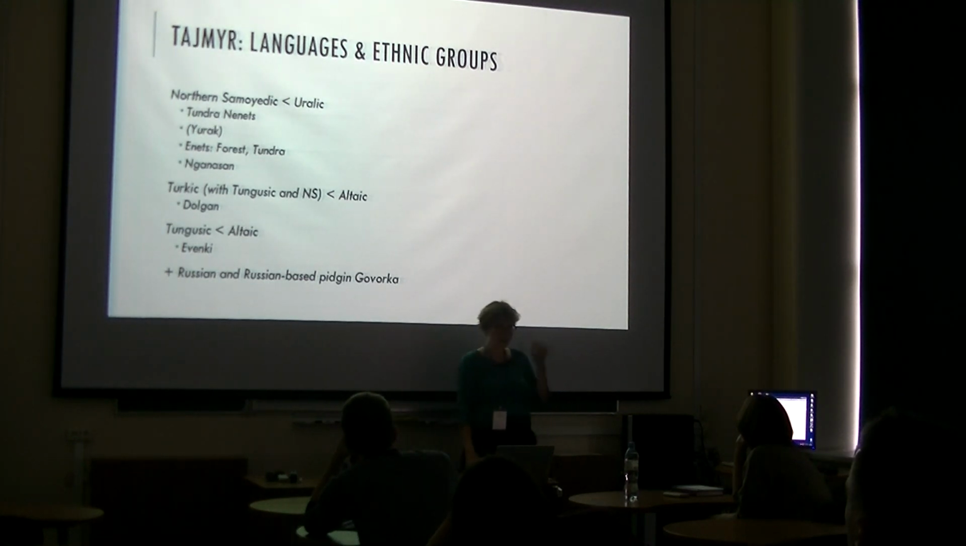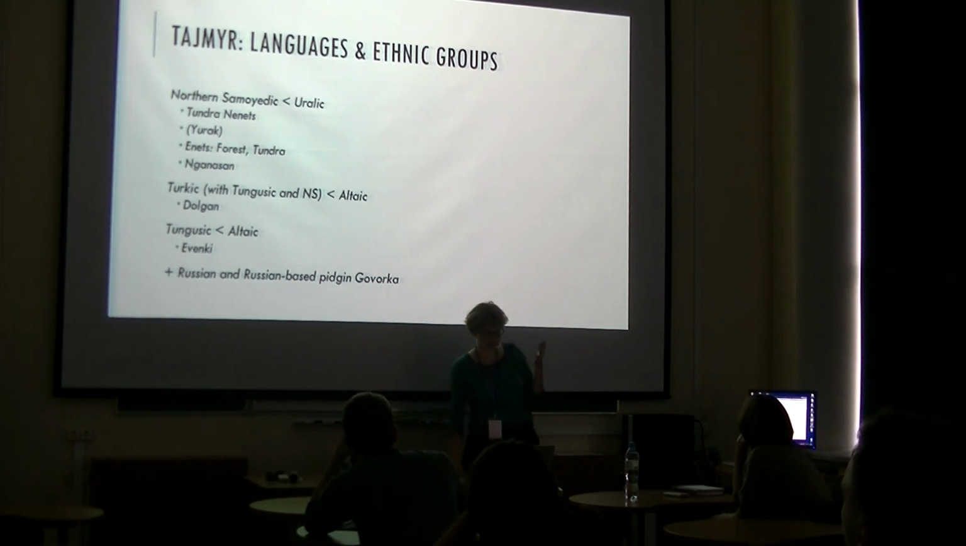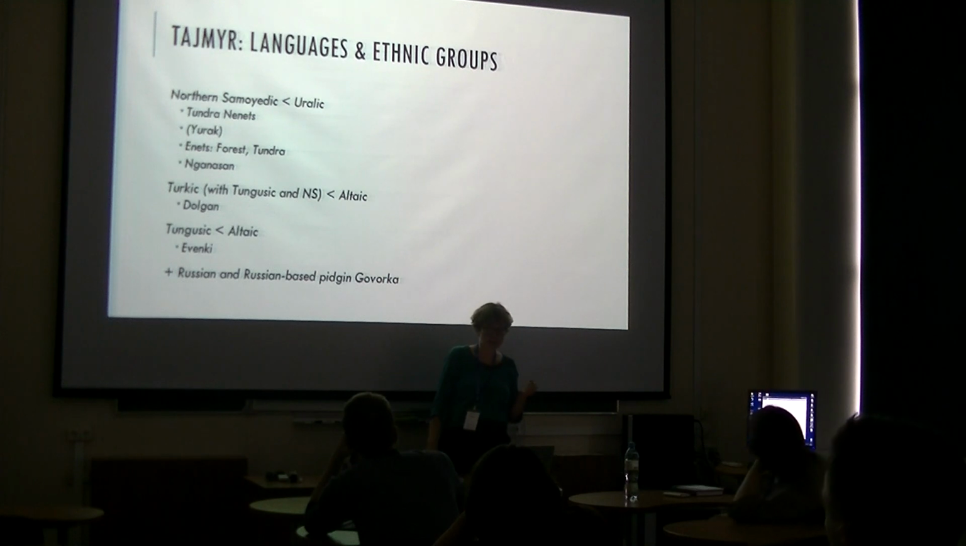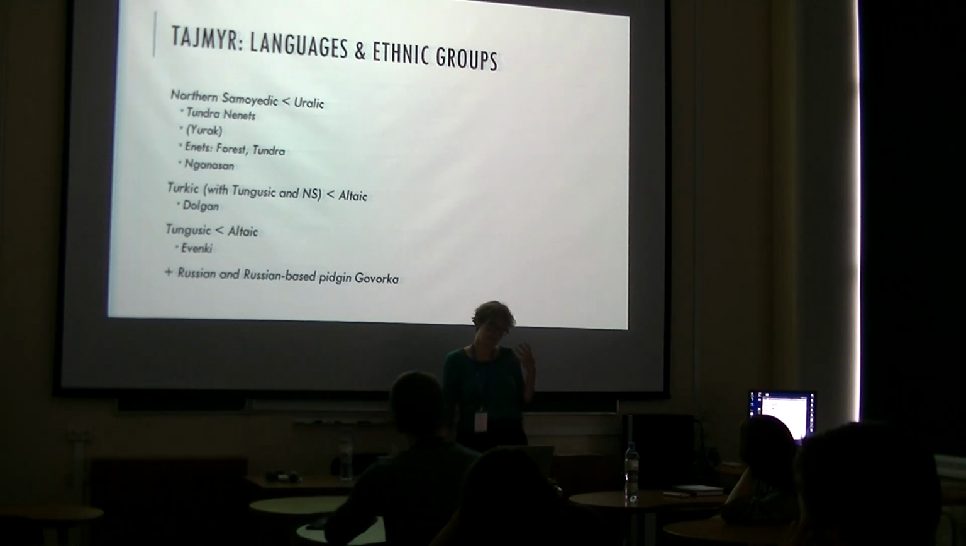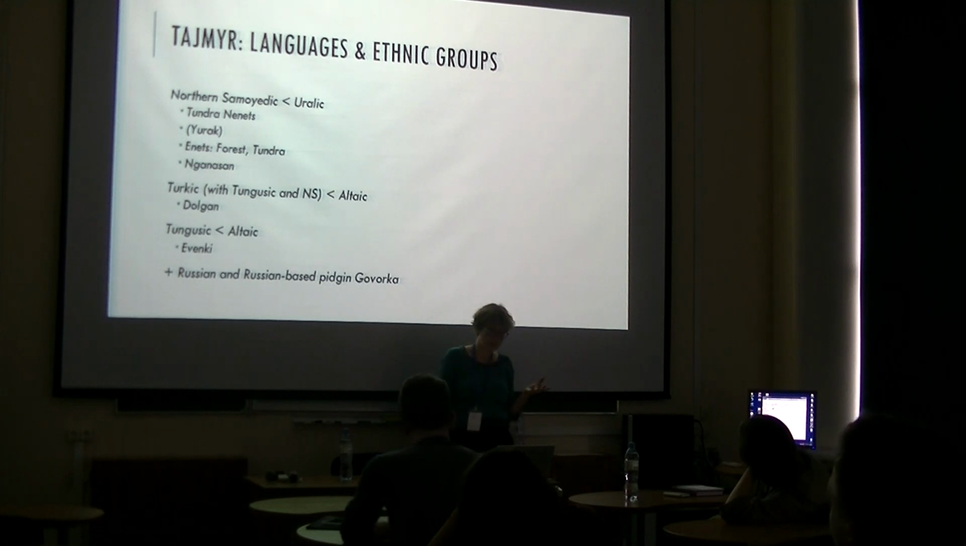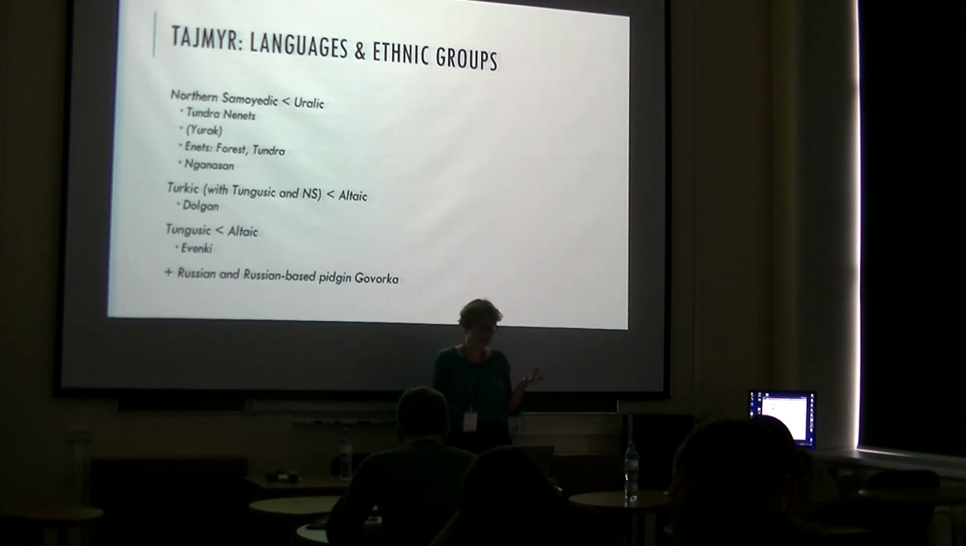So, what are the languages and ethnic groups of Tajmyr? We have several Uralic, all northern Samoyedic languages: Tundra Nenets, Enets and Nganasan, those languages which are spoken today. There was also a language called Yurak, which was a kind of intermediate between Tundra Nenets and Enets, and which became extinct by the middle of the 19th century. So basically, the Yuraks were assimilated by Tundra Nenets and the Enets.